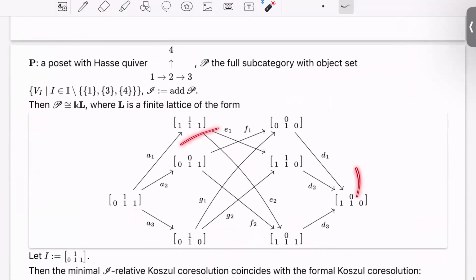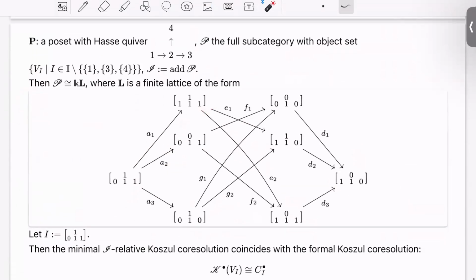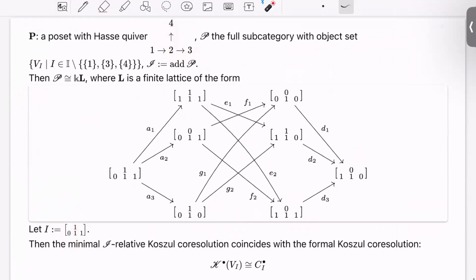This is L. In this case, if I is 1, 1, 1, 0, 1, 1, then we compute both the minimal I-relative Koszul complex here, and this is the formal Koszul complex here. And they coincide in this case as a complex.